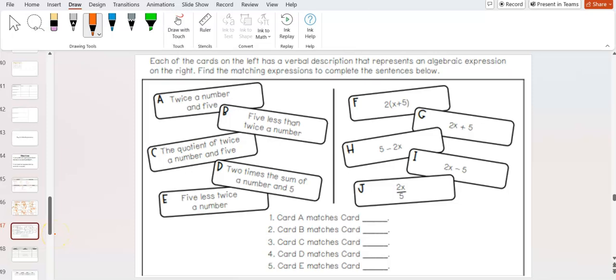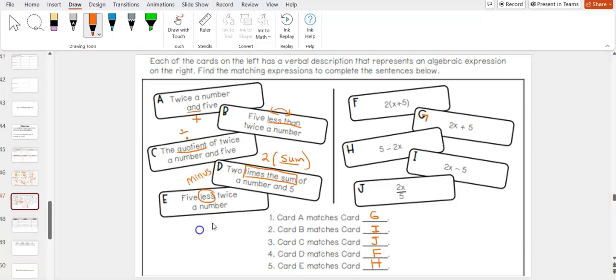Okay. So in this one, we get to match the card. We're going to match the phrase with the expression. Find the matching expressions to complete the sentences below. So I'm going to let you do this on your own and then come back and see if you can get your answers. All right, so these were a little trickier than some of the ones we did above, but hopefully you figured them out.